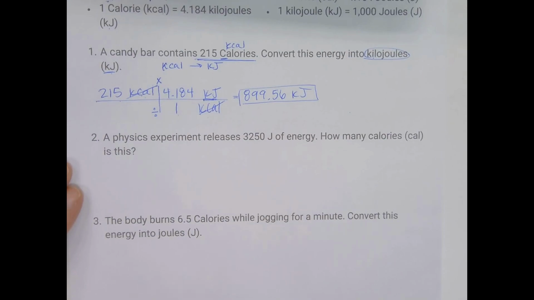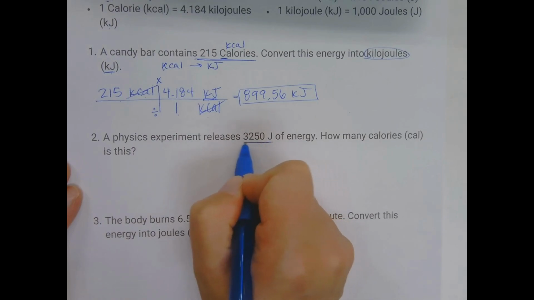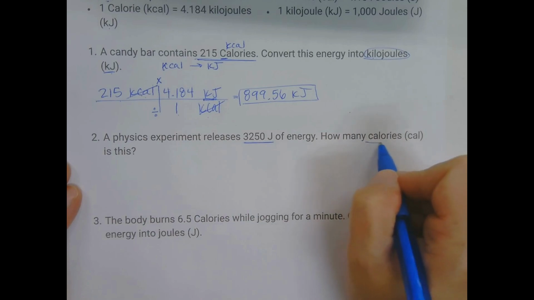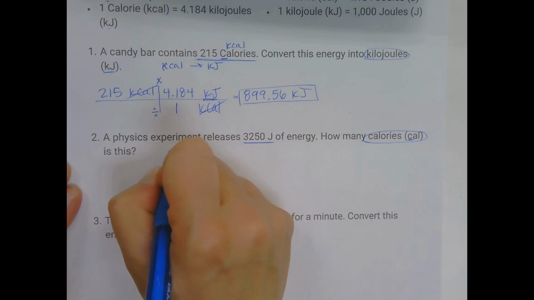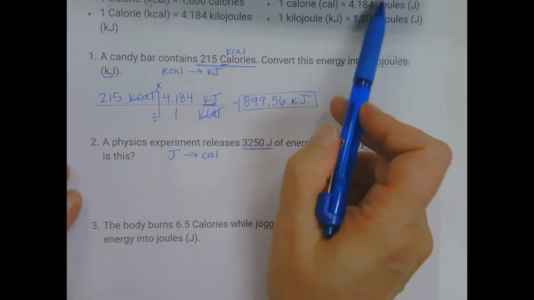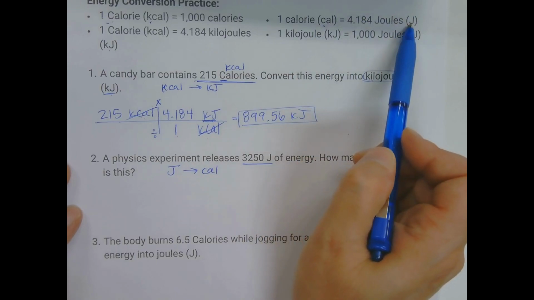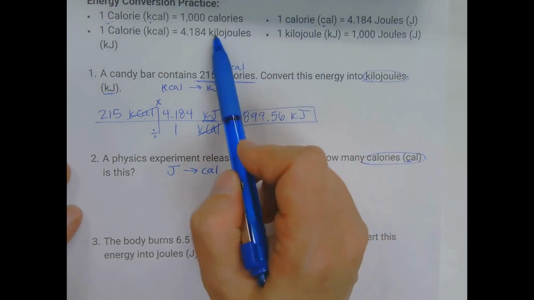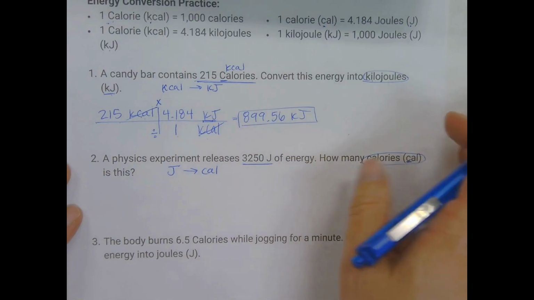A physics experiment releases 3,250 joules of energy. How many calories is this? So I'm starting with 3,250 joules, and I'm ending at calories. And this is a lowercase c, okay? So I'm starting with joules, and I'm going to calories. And if I look at my conversions, I have one that goes directly from lowercase c calories to joules, okay? And you're like, these are the same. They are, because it's the same ratio of calories to joules.